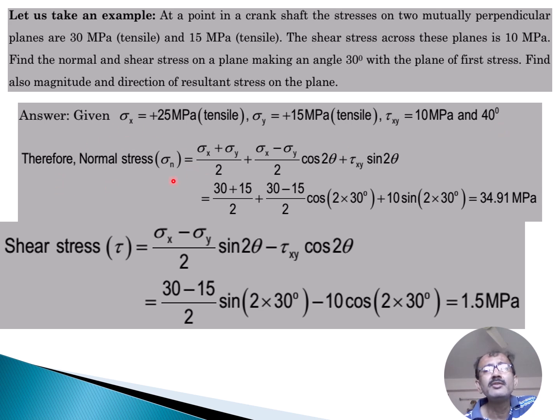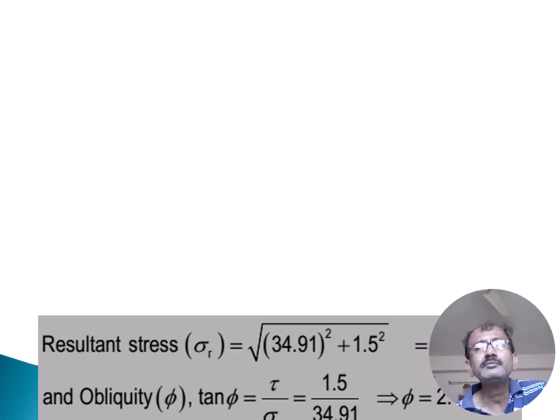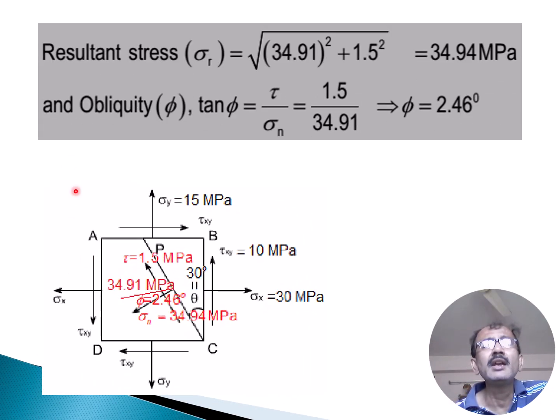The normal stress sigma n, with the help of this formula, we get by putting in the values of sigma x, sigma y and the angle theta. So we get this value, that is the normal stress. Similarly, the shear stress tau, with the help of the formula, we put in the values and get 1.5 MPa. Now the resultant stress, sigma r, is the square root of the sum of squares of these two, and we get this value. Similarly, the angle of obliquity, tan phi equals tau by sigma n, gives the value of phi.